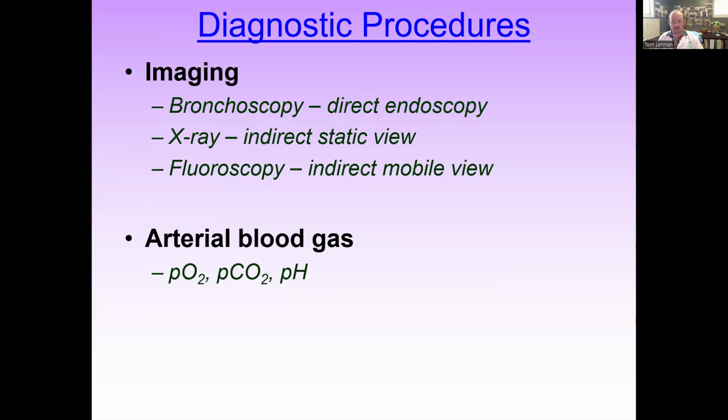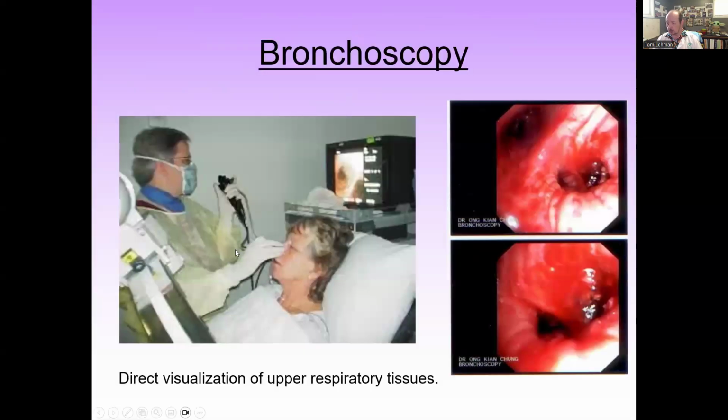This is an endoscope that we would push down into our patient. So we're feeding the line up through the nasal cavity down through the pharynx. It allows us to directly visualize upper respiratory structures. We can look for inflammation, infections, trauma, bleeding, tumors, masses, and so forth.